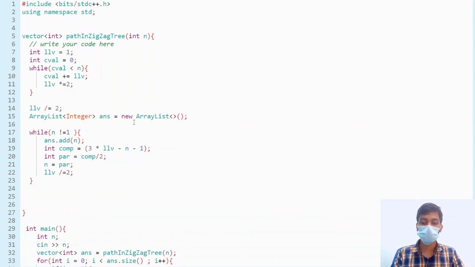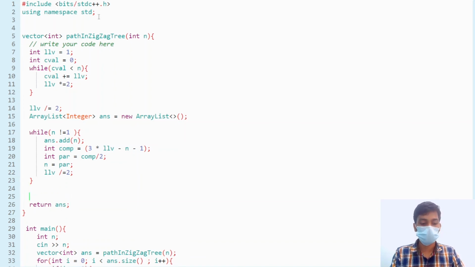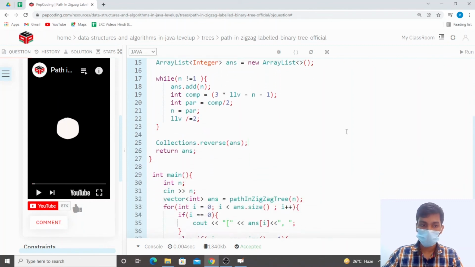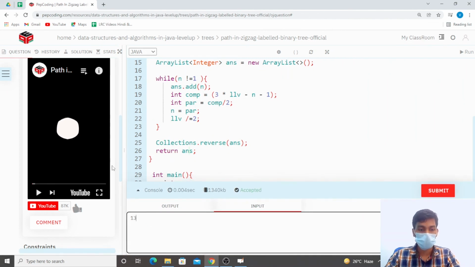After doing this, we have to return our answer ArrayList. But before that, instead of sorting, let's just reverse this. So Collections.reverse(answer), right? Now let's try to run this code and see what answer we are going to get. Yes, from here we are returning our answer. Let's run this for 13. 13 is already given here.